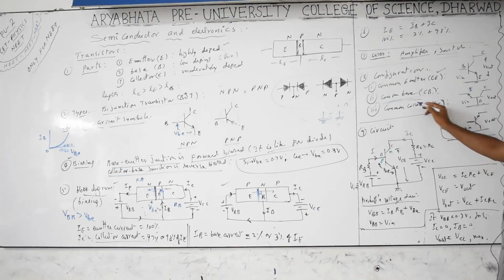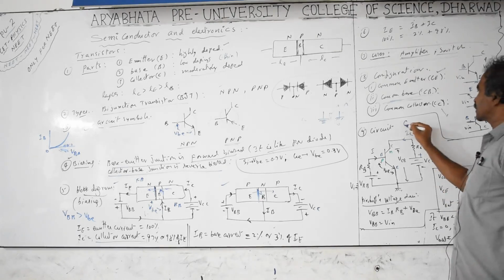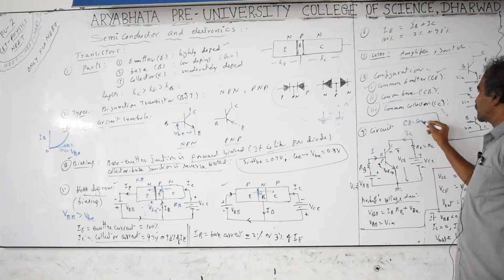Next is the common collector configuration. The common collector configuration is also very rarely used, only for some switching and transmitter amplifiers, and not required to know. Collector is common for both input and output, but actually we don't give input here, it is the common terminal only. Input is given at the base, and output is taken from the emitter. Collector is common for both input and output. The widely used configuration is the common emitter configuration.